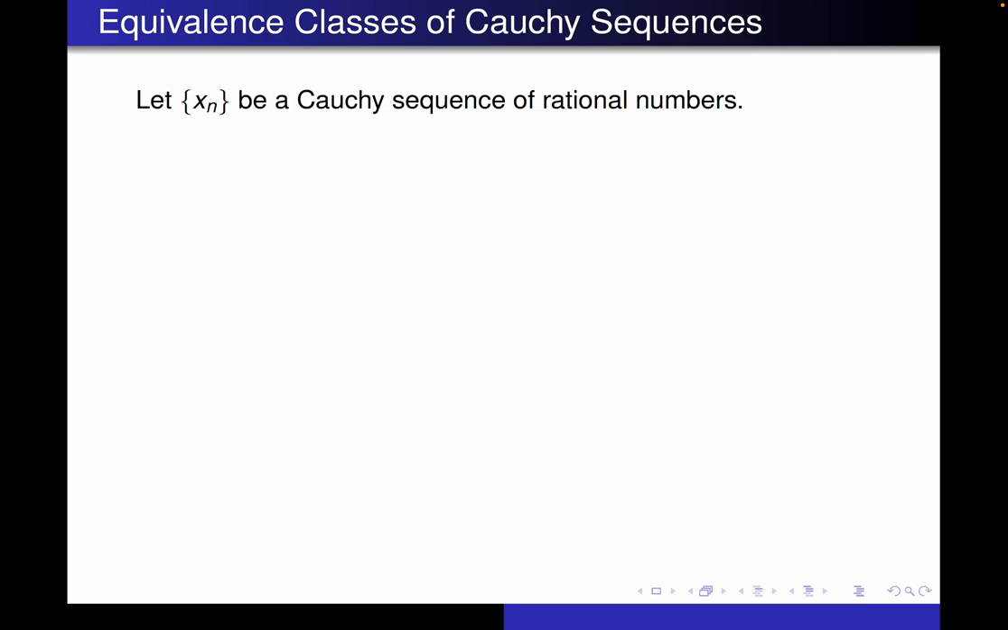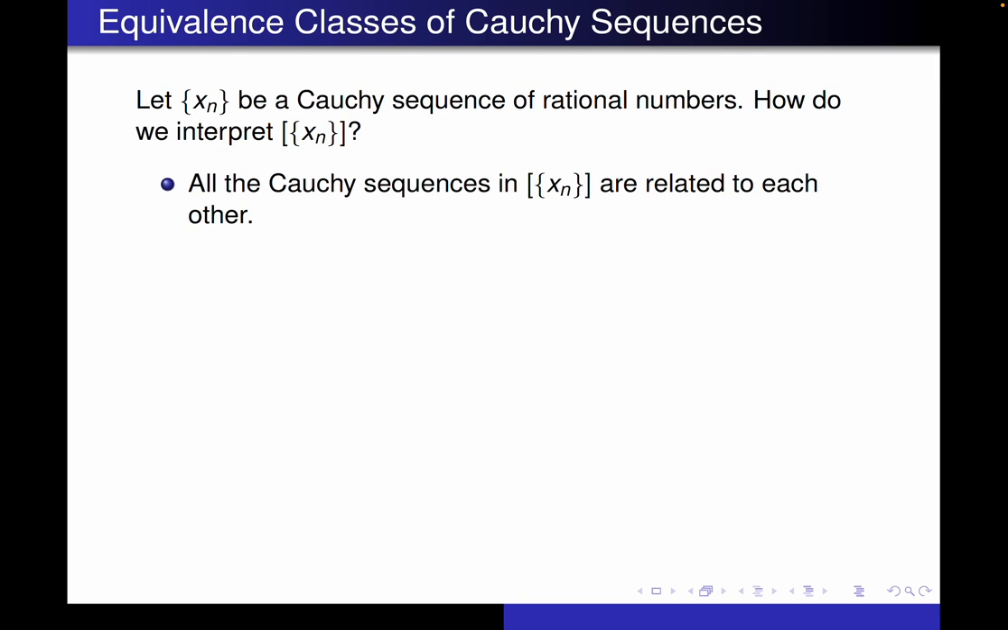So if xn is a Cauchy sequence of rational numbers, the question is, how do we interpret the equivalence class of xn? I know that looks a little weird because you've got all those brackets. Those curly brackets just contain the sequence x1, x2, x3, x4, x5, etc. And the square brackets on the outside indicate we're taking the equivalence class of all the Cauchy sequences that are related to that representative xn. So all the Cauchy sequences in [xn] are related to each other. Technically, they're all the ones that are related to xn. But once they're all related to xn, they're related to each other using the properties of equivalence relations.